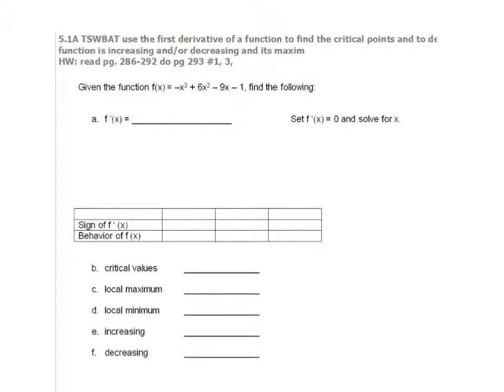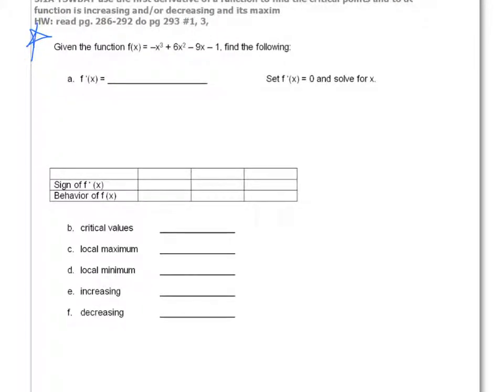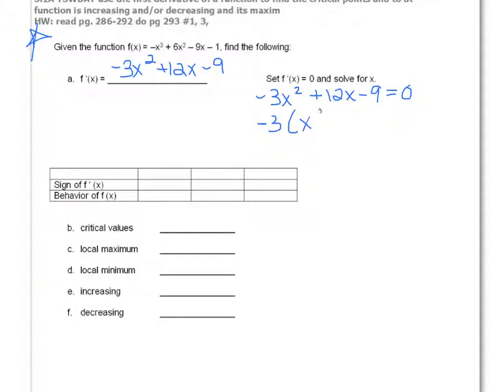Okay, so this is the problem here. This is how it's going to be set up on your quiz on Monday. So the first step, let's find the first derivative. We're going to use the power rule. We're going to set it equal to 0. And when I factor, I'm going to factor out the -3, but you can't divide it to the other side because I'm going to need that -3 when I'm testing the signs.